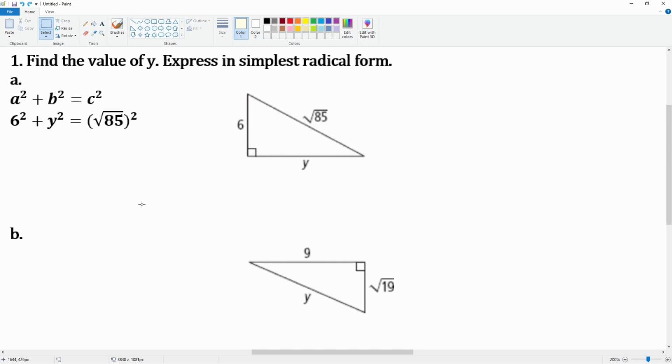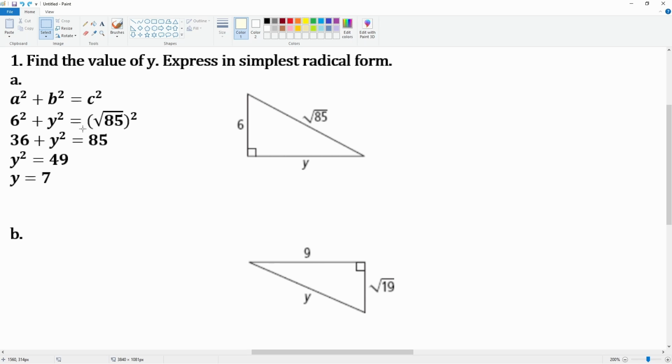When you make that substitution, make sure you put it in parentheses, so it's parentheses square root 85. The reason why is because the square and the square root should cancel, leaving you with 85 on the right hand side. Subtracting 36 from both sides, you get y squared is equal to 49. Once you square root both sides, you take the positive root, y is equal to 7.